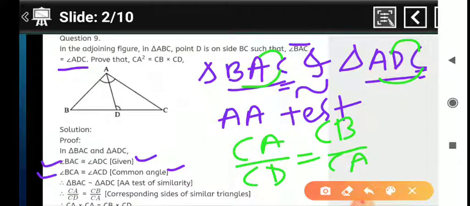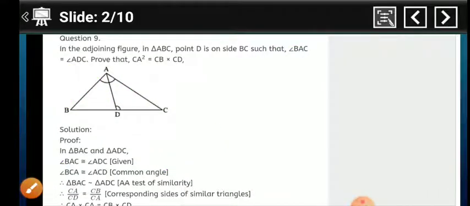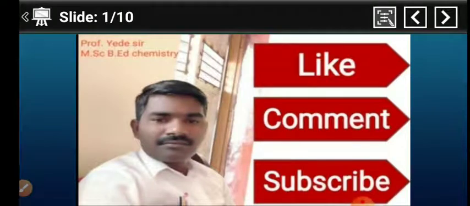Okay, then do the cross multiplication. So CA into CA and CB into CD. CA into CA becomes CA square. So we get CA square is equal to CB into CD. So this is our required equation. Thus we get the formula CA square is equal to CB into CD. So this is the last question from this practice set. So here we complete practice set 1.3. Okay. In the next lecture we'll study the next topic from this chapter, similarity.